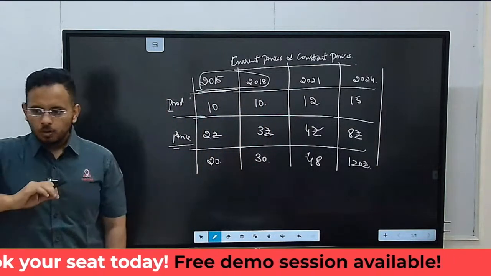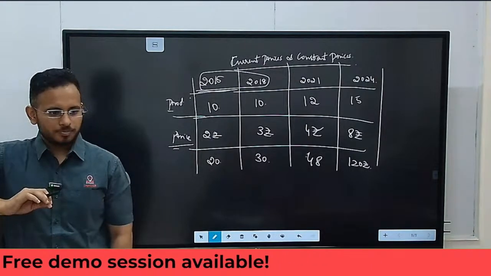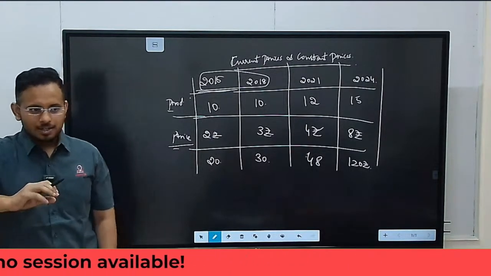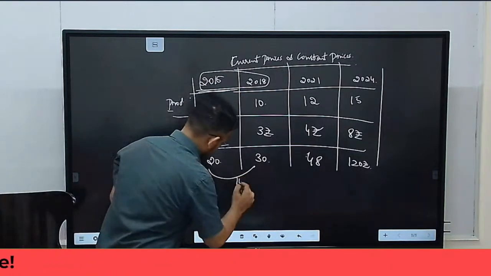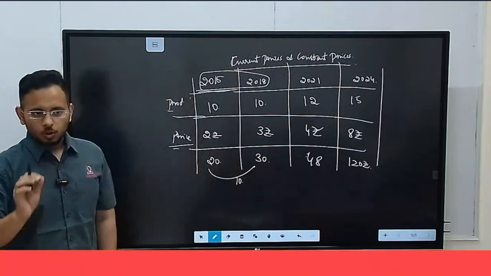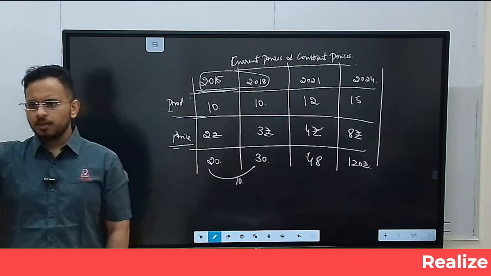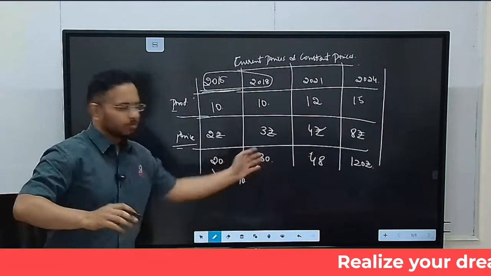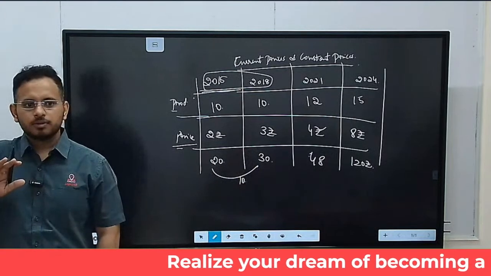Now, compare 2015 and 2018. Did the GDP grow? What is the percentage of growth of GDP? Don't tell 10%. The entire quantity that has grown by 10. Did it grow or not? It grew. Everyone? Any questions with this? Because it was 20 and it became 30.